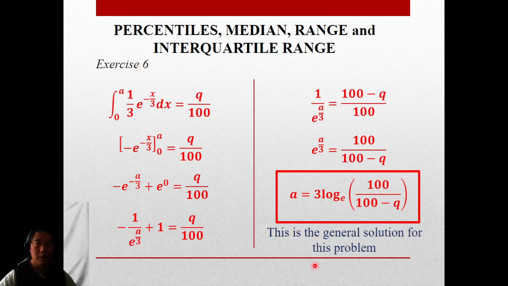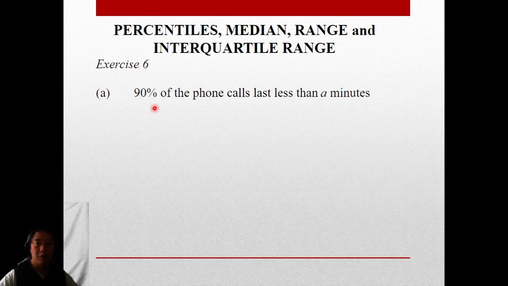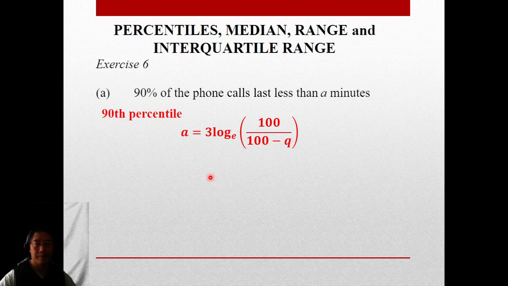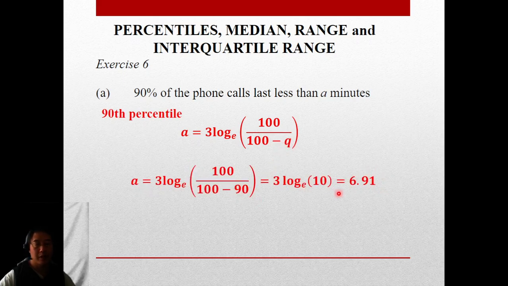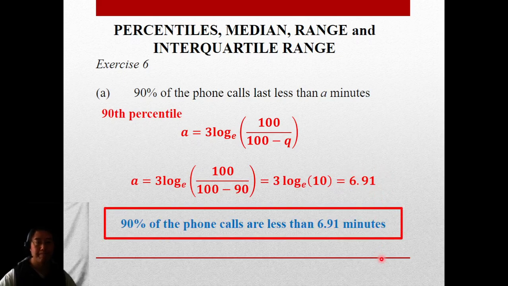So for part A, we want 90% of the phone calls to last less than a certain time. So we want to find the value of a. We use the formula that we had before. Q is going to be 90. We evaluate that, use a CAS, and it's 6.91 minutes. So that's what it needs to be.